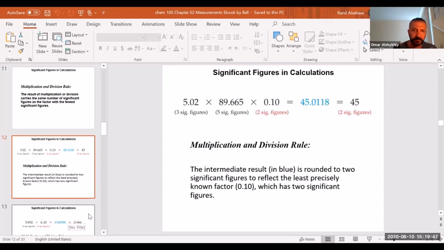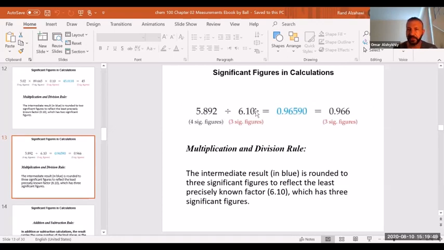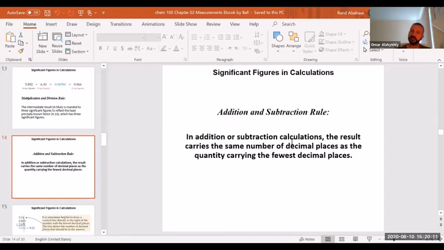Okay, now in division, the same thing. I have 4 significant figures here, 3 significant here. Do the calculation in your calculator, you will get the number in blue. And you will round that number to have only 3 significant figures, because I have 4 and 3, so my answer will be 3 significant. Addition and subtraction follow the same kind of rule, but with decimal places, not significant figures.